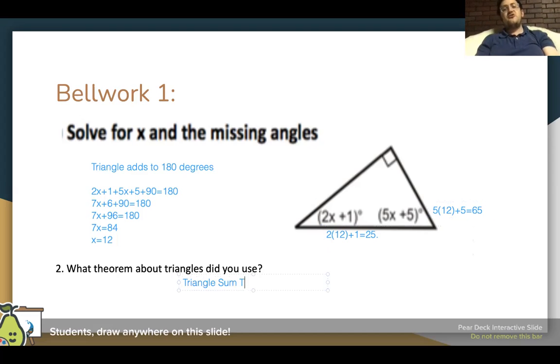Now, the good news is that if you can do this algebra, if you know the definition for today, which is the quadrilateral sum theorem, you can do the same level of math and figure out angles of quadrilaterals.